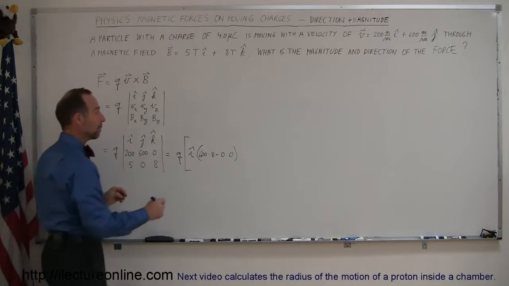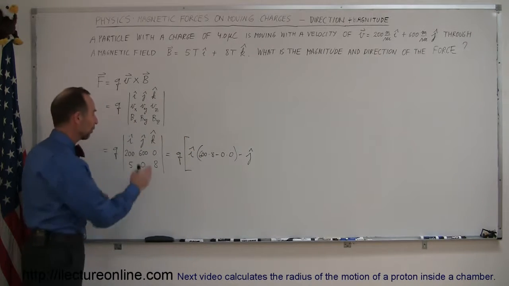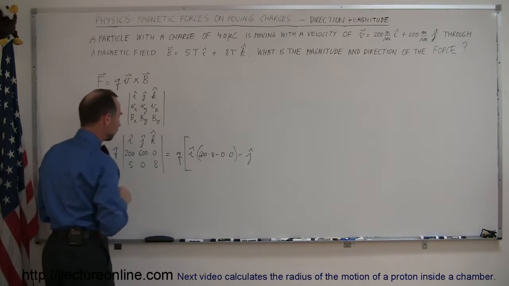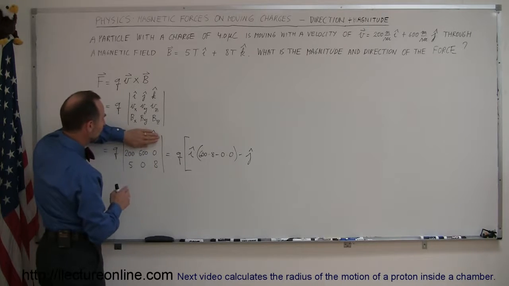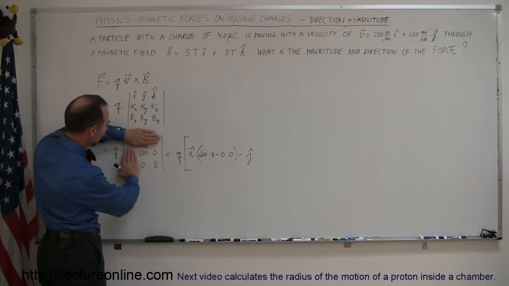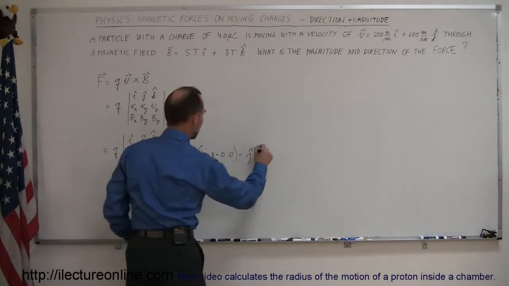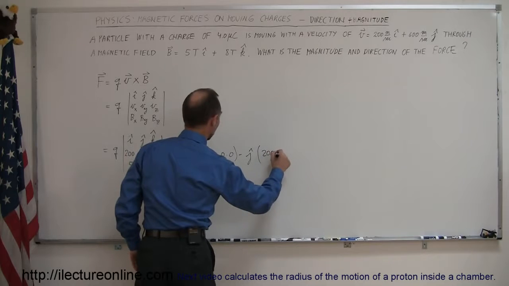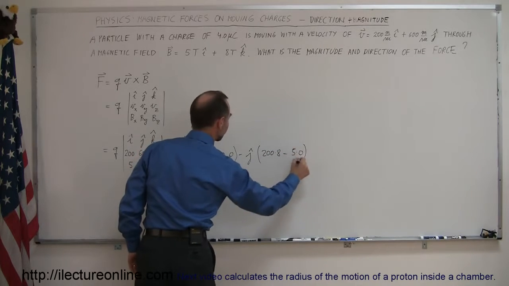All right, now you go minus J. So you alternate signs: plus I minus J plus K and so forth. Now if you hide the row that J is in and the column that J is in, you're left with these 4 elements. And so now it's minus J times the product of those two minus the product of those two. So it would be 200 times 8 minus 5 times 0.